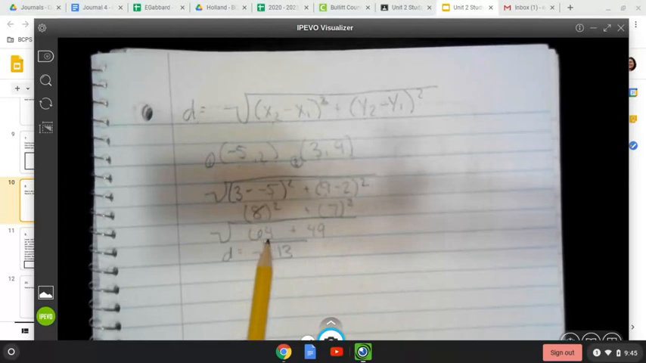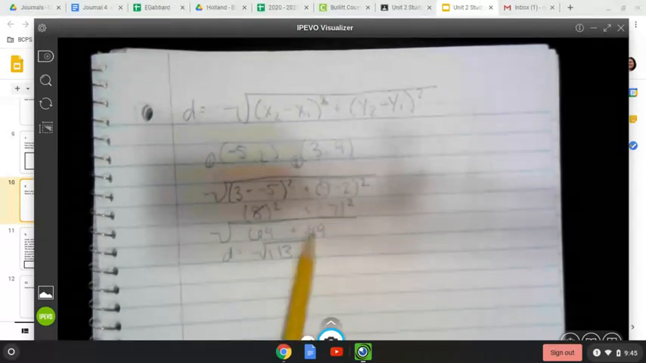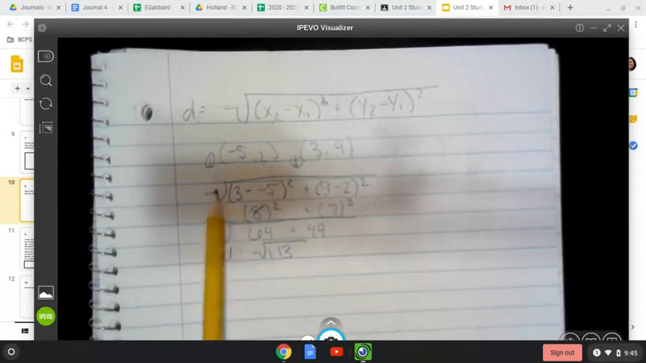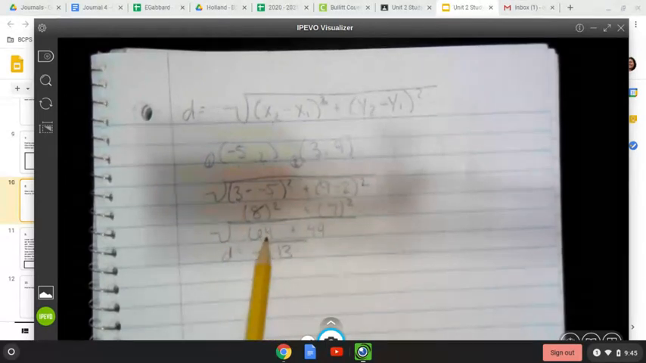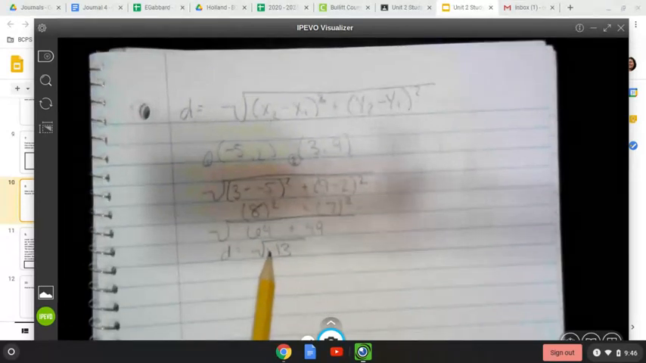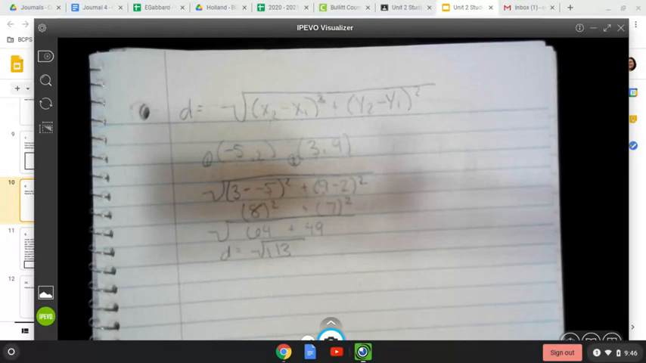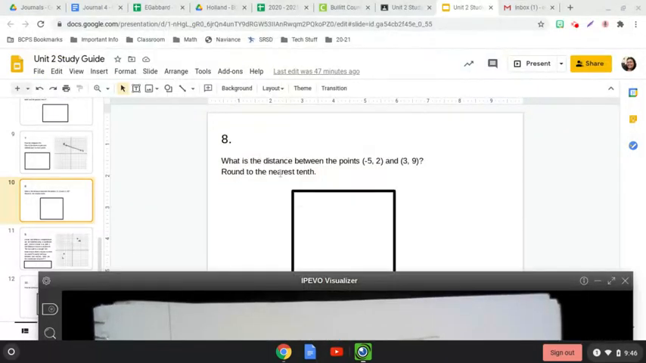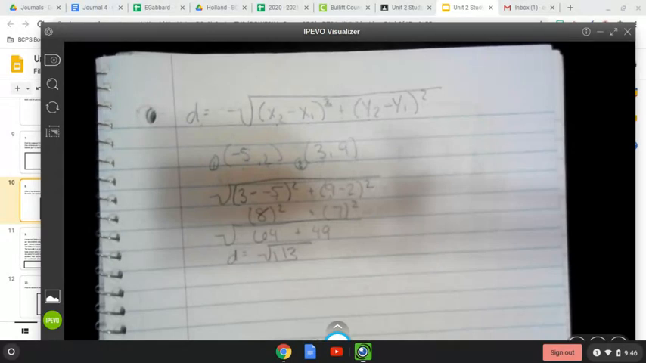8 squared is 64. 7 squared is 49. We still got to bring our square root down. 64 plus 49 is 113. So our answer we got was the square root of 113. But be careful because it says round to the nearest tenth. So I would get out my handy dandy calculating machine and find the square root of 113, and it tells me that it is 10.63.